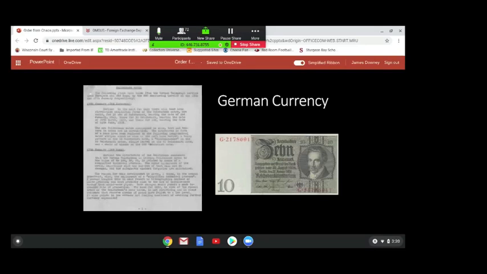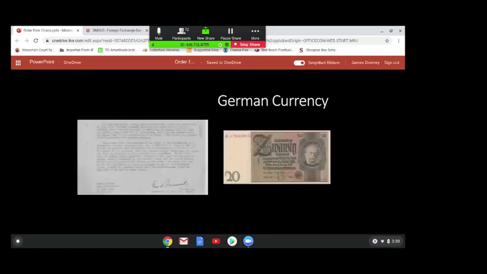And this is the original 20 mark note, along with a report that talks about a new type of 20 mark note that was found.